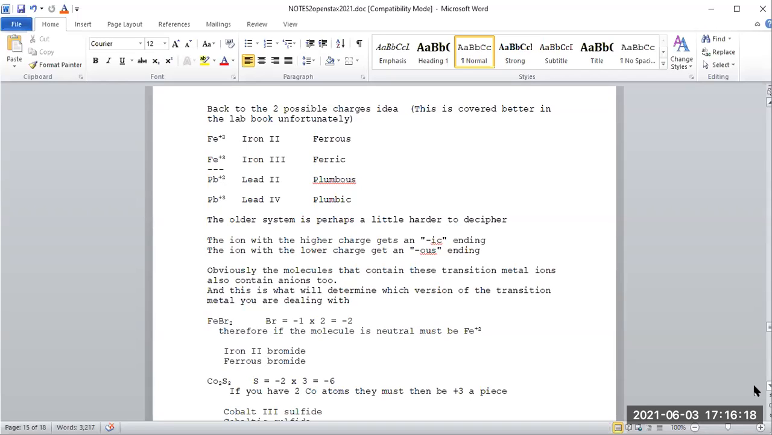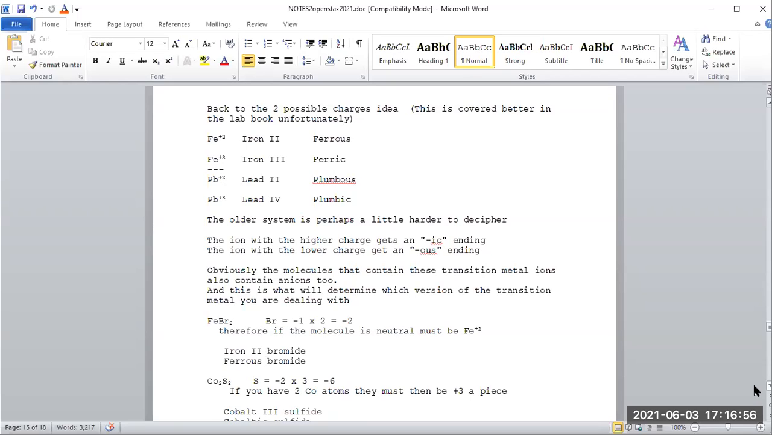We can say the rule, and the rule doesn't get violated. Like I said, it does work. It just, if you don't have some clue that +2 equates to OUS, if you're talking about iron, obviously there are options that are different for other elements. So the higher charge gets the ic ending, and the lower charge gets the us ending, ous specifically.